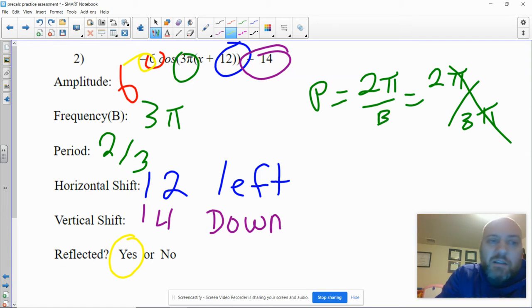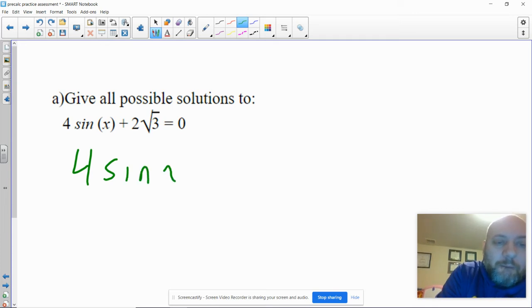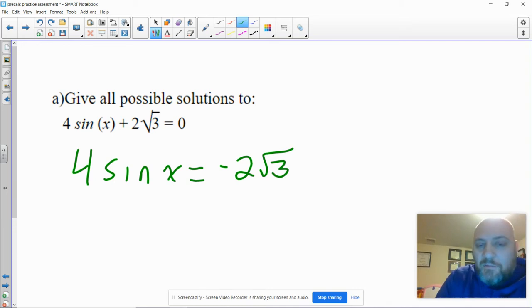So finishing up, let's take a look at the solving. Making sure you all have your unit circles available, as that's what we'll need. It is simple algebra to isolate the trigonometric function. So first I'm going to subtract 2 radical 3 from both sides. I don't like yellow. Which gives me -2 radical 3. And then I'm going to divide both sides by 4.